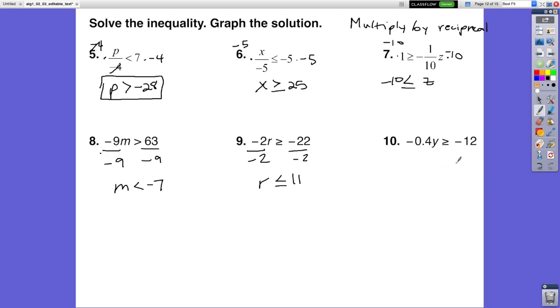Perfect. Number 10. I'm going to divide both sides by negative 0.4. Negative 0.4. Y is now less than, because it's a negative, positive 30.